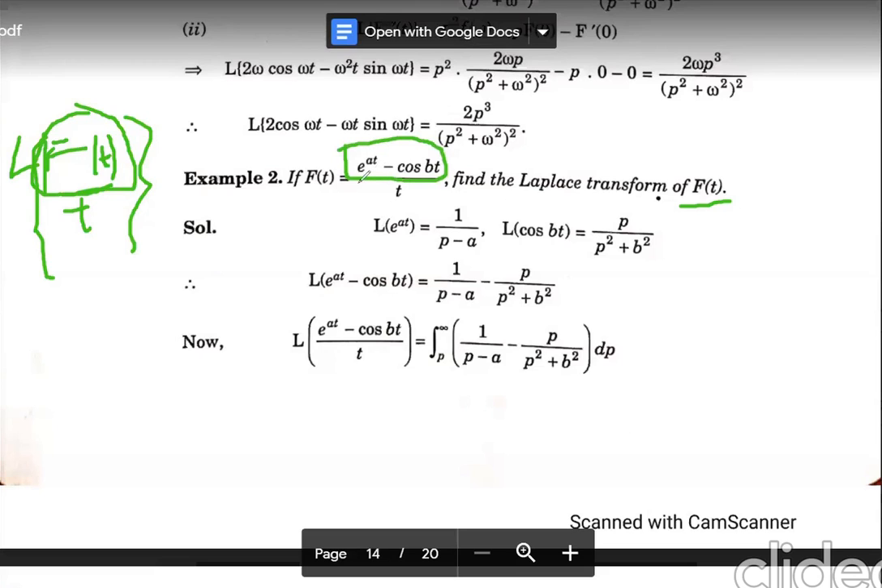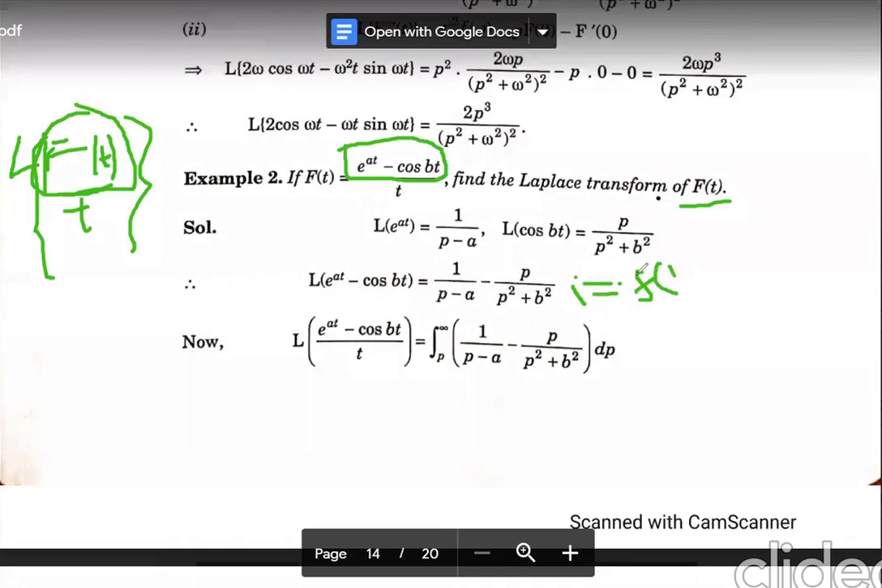What is the Laplace transform of the above? E to the power at has Laplace transform 1 by p minus a, and cos bt has Laplace transform p by p square plus b square. So 1 by p minus a minus p by p square plus b square. This is the Laplace transform of the numerator part. Consider this one as your f of p.